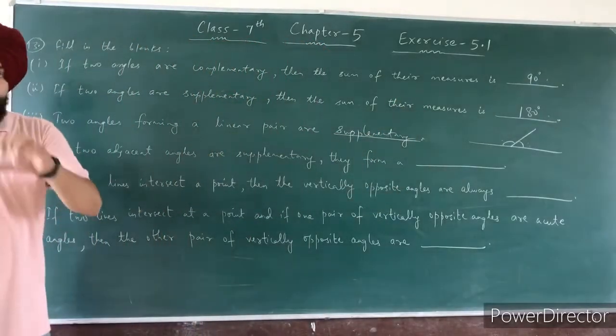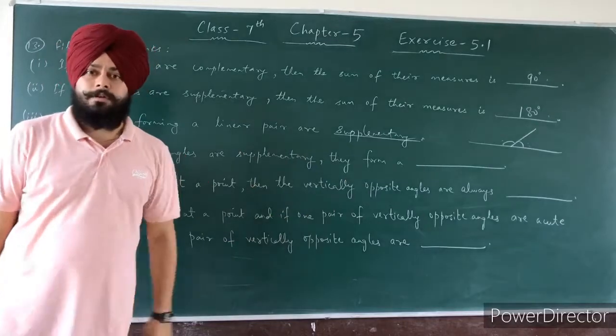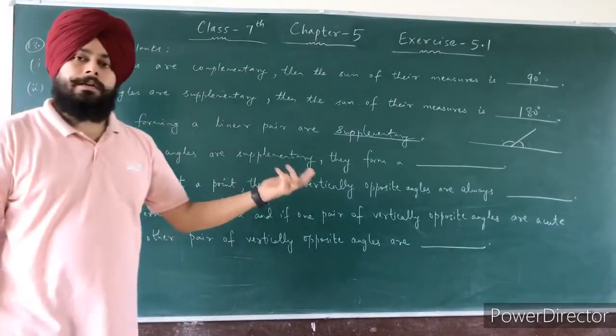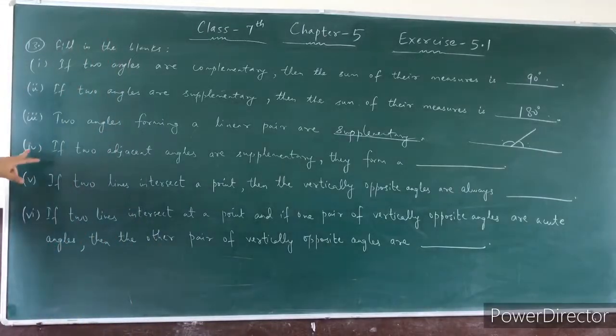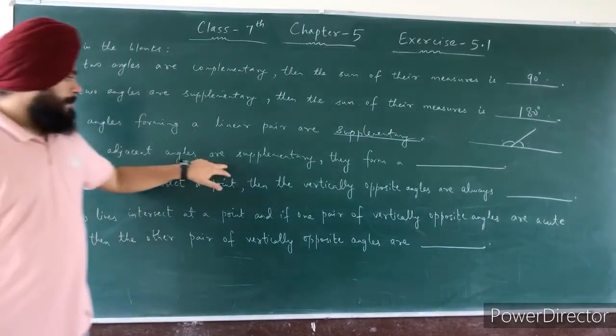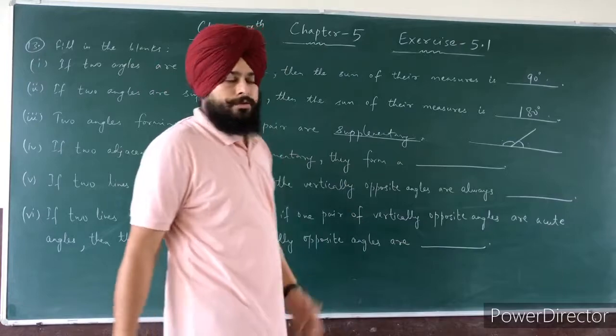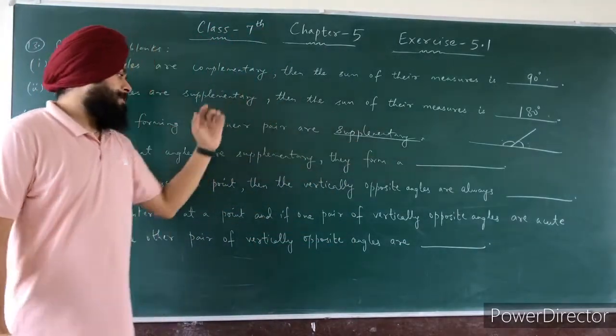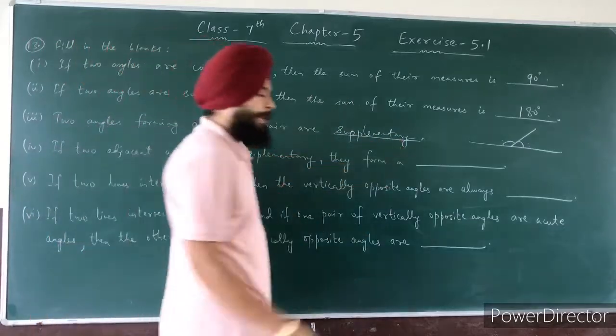दो angles linear pair होता है, उनकी जगह सिर्फ supplementary नहीं, because in supplementary the sum of angle is also 180 degree. Fourth part, if two adjacent angles are supplementary, then they form dash. So same question. If it is a linear pair, then it is supplementary. If it is supplementary, then they form a what? Linear pair.